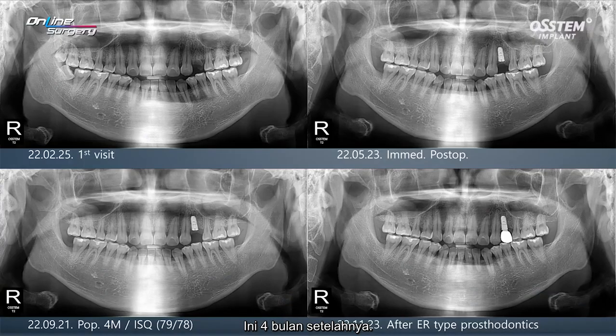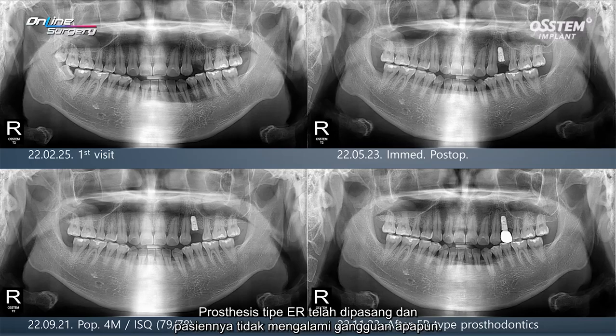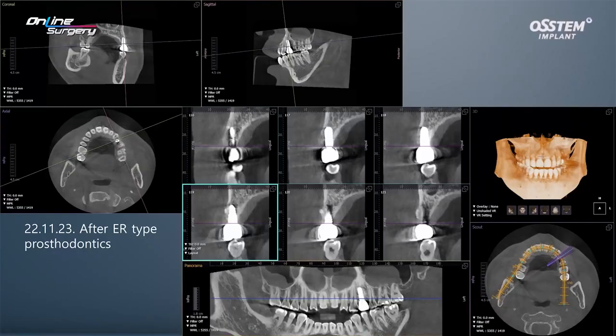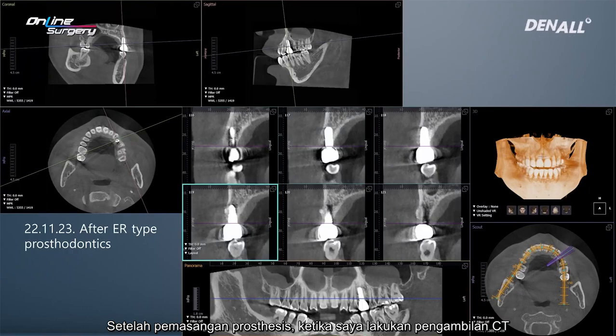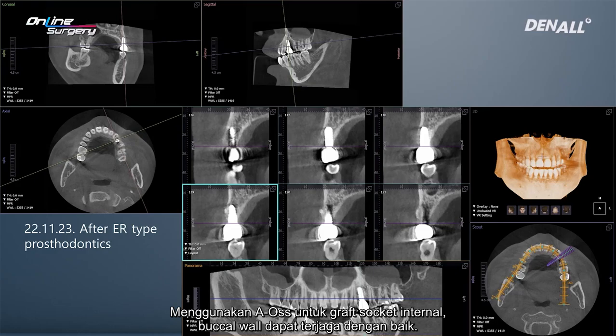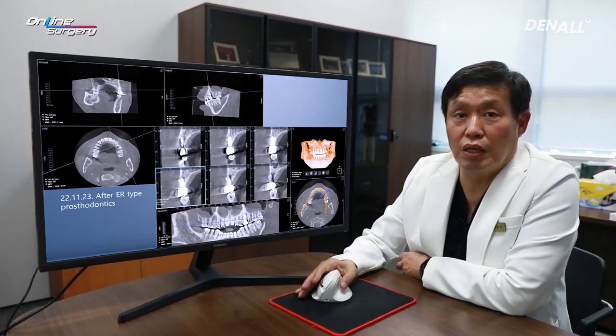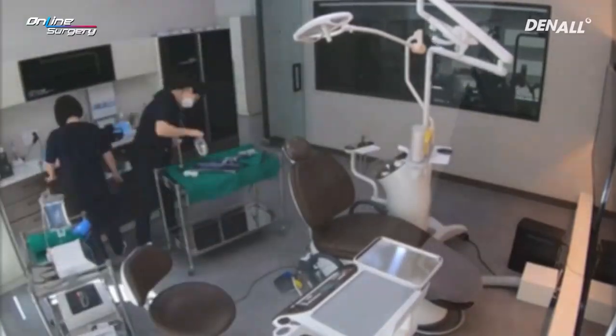This is 4 months after. The ISQ value was 79 and 78, and loading was planned. An ER-type prosthesis was delivered, and the patient is not experiencing any major symptoms. After prosthesis delivery, when I took a CT, internal socket graft was done using EOS, and therefore the buccal wall is well maintained. Let's look at the surgical clip.